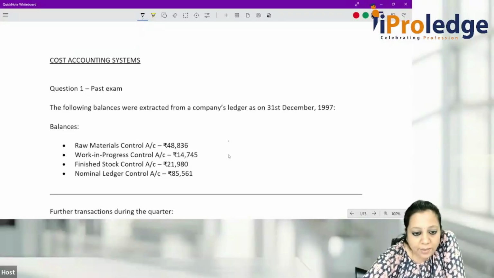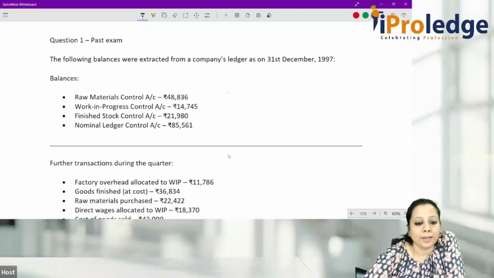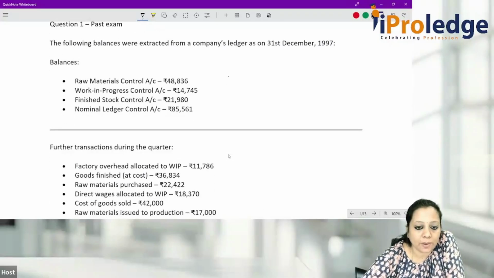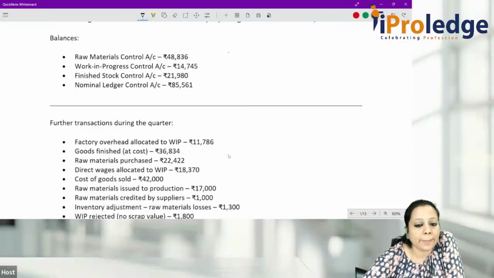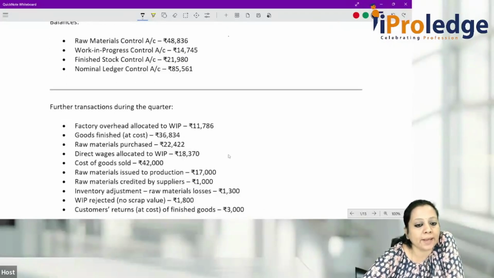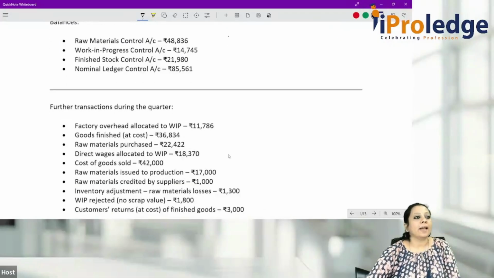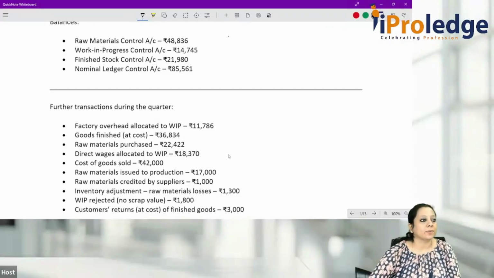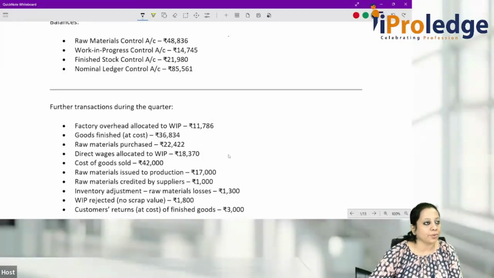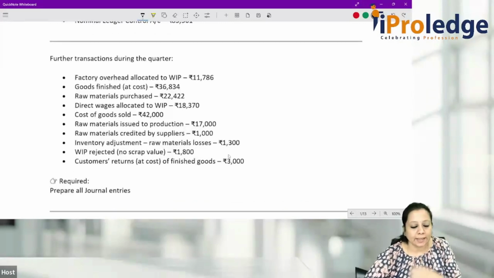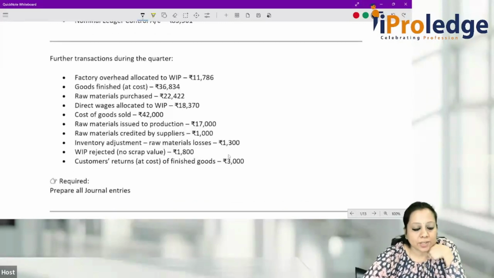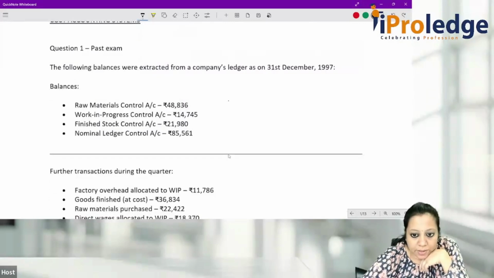Okay. So now, question one, past exam. The following balances were extracted from a company's ledger. So, opening balances. If you are asked to prepare the ledger, you will actually open all these opening balances. You all know how to do it, right? Yes. Then further transactions are incurred. So it is basically non-integrated.